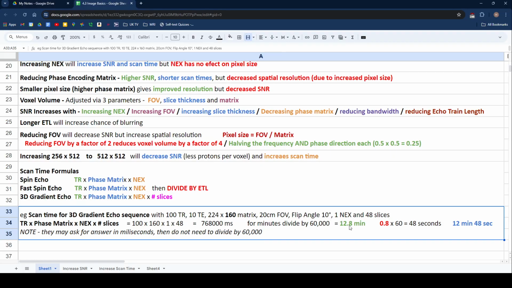So then 12 minutes and 0.8 minutes. If you do 0.8 times 60 to get seconds, that'll be 48 seconds. So that's 12 minutes and 48 seconds. The main thing is dividing this by 60,000 to get that into minutes, but then be careful of the 0.8, because that is not 8 seconds or 0.8 seconds. It's going to be 0.8 minutes. So to find that in seconds, you have to do 0.8 times 60, 48 seconds. But if they ask for the answer in milliseconds, you'll just give them this number here.